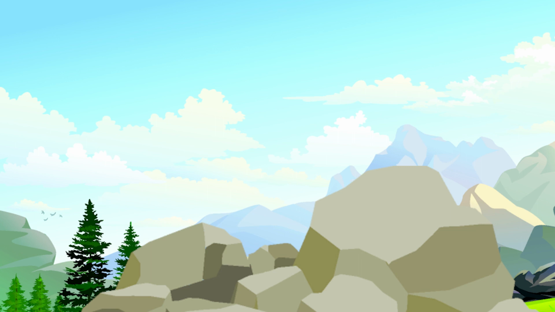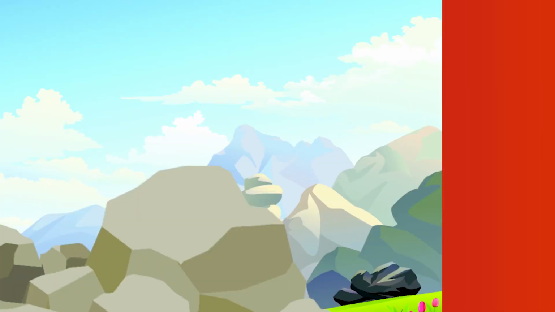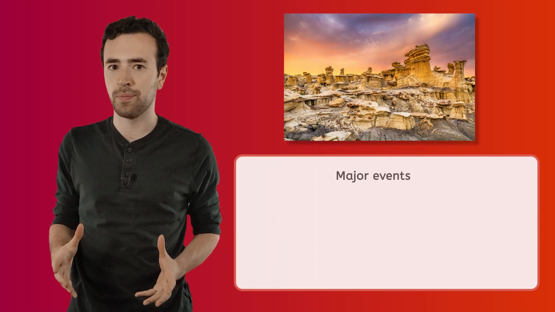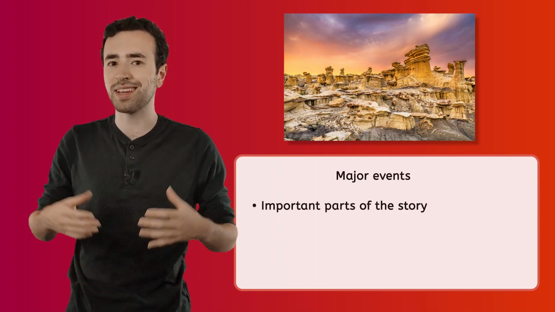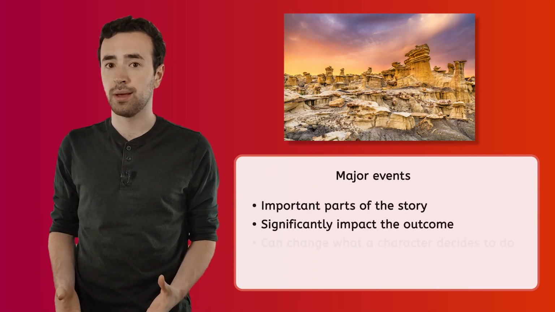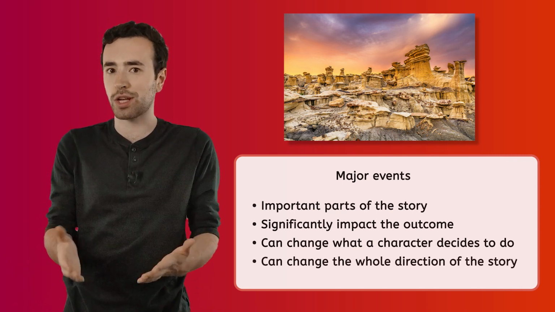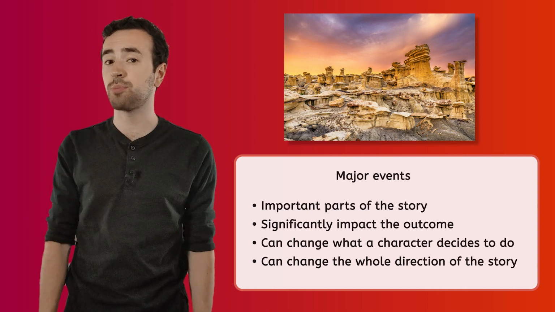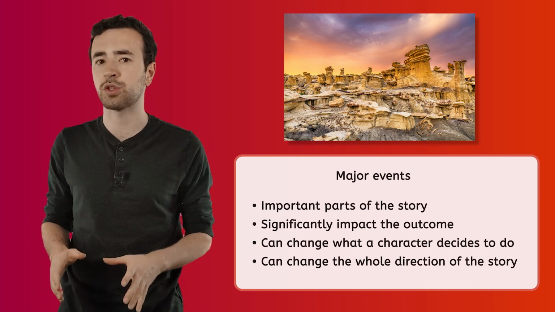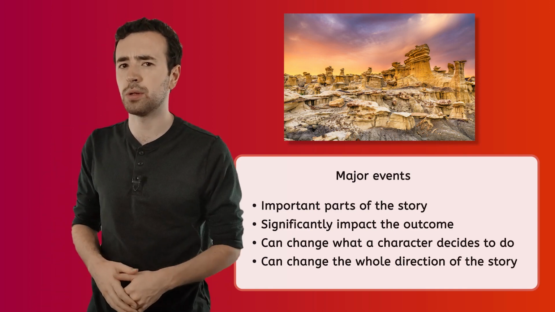This must be a major event in our plot. Major events are like big rock formations on a trail. They're important parts of the story that significantly impact the outcome. They could change what a character decides to do, or even change the whole direction of the story. They're easier to spot, and they have a major effect on the story. Let's have a look at an example.